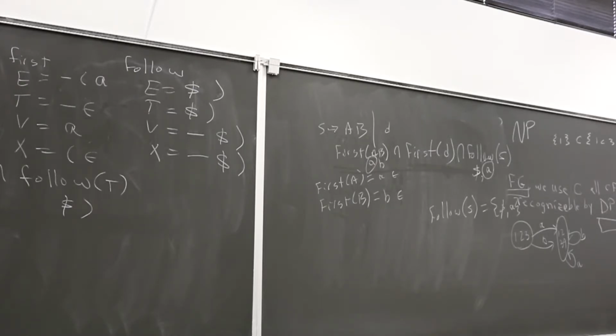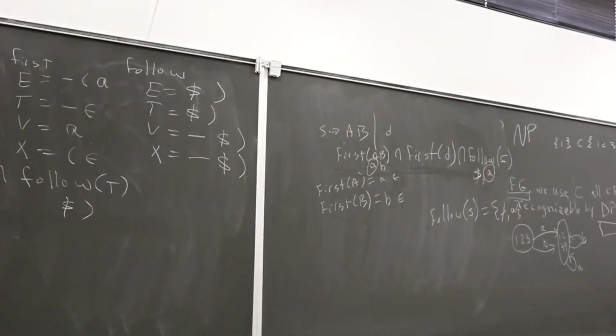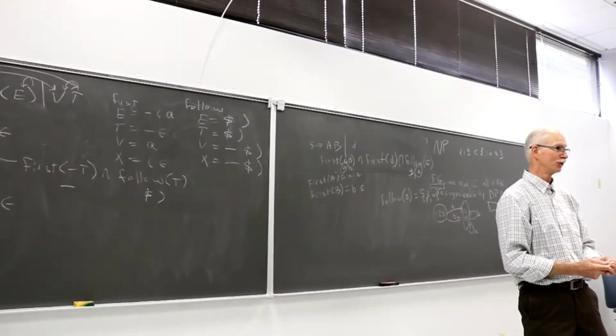Is there a way to tell easily, just by looking at it, that it's not parsable? There's a way to tell that it's not parsable after you compute the first set and the follow set and then look at all of the intersections. Other than that, you're not going to know for sure.